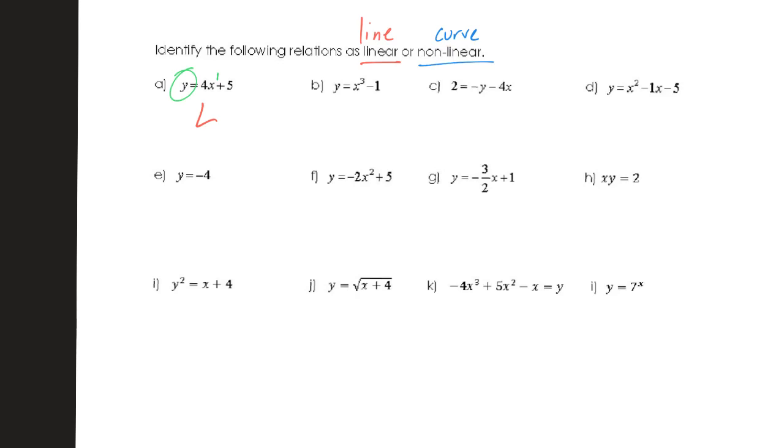B, y equals x cubed minus 1. C, 2 equals negative y minus 4x. D, y equals x squared minus 1x minus 5. Answer all three of those. Put down an L for linear or an N for nonlinear. Okay, pause the video now.